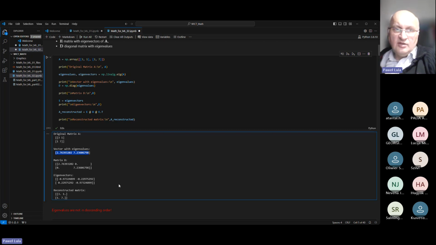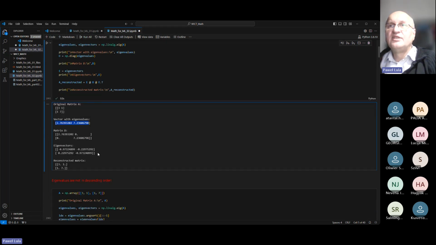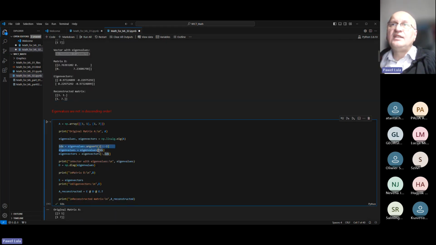And in many programs, for example in R, but also in other packages, when we generate eigenvalues, they are always printed in descending order, but not in Python. And I think we should improve it, and we should add some lines to our program, which we have here. It is for sorting eigenvalues.